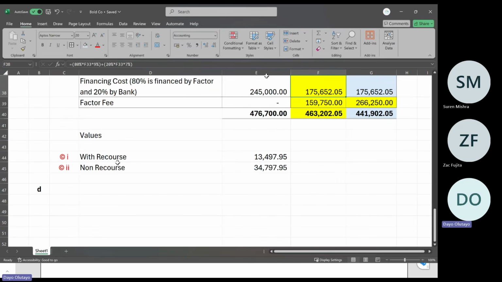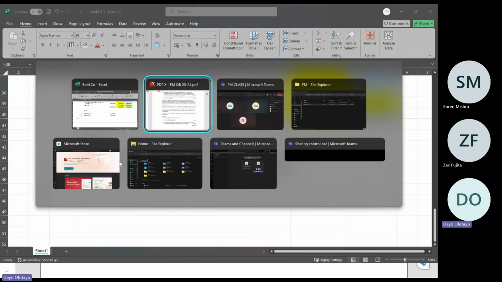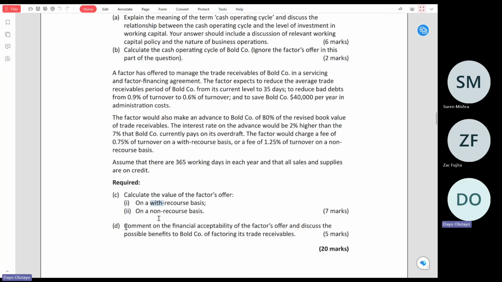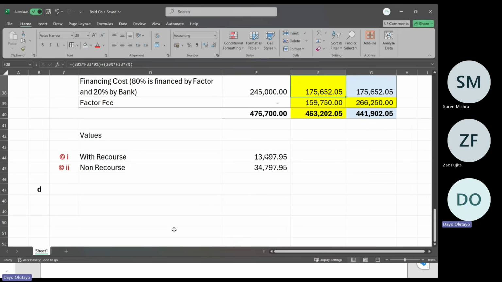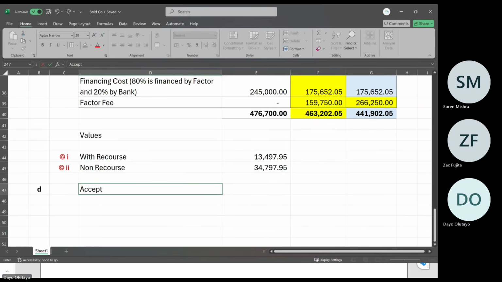Okay. The last part of the question wants you to comment on the financial acceptability of the factor's offers and discuss the possible benefits of factoring its receivable. So there are 2 in 1 in section D. Are these 2 options acceptable? There are 2 options there, option 1, option 2. Are they acceptable? That is first, the acceptability.